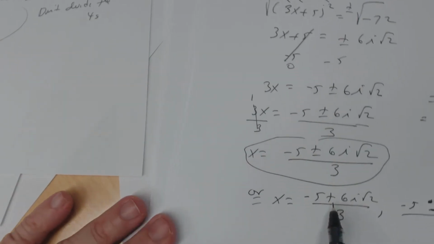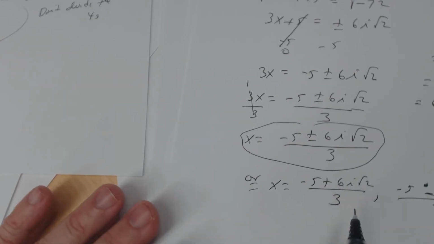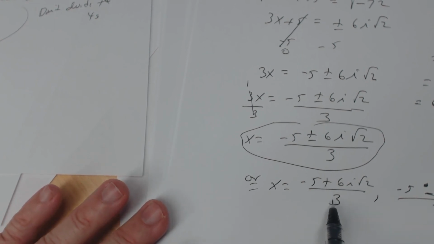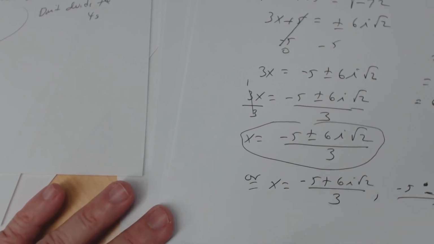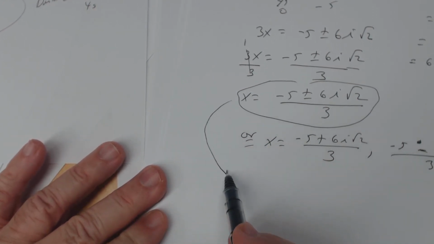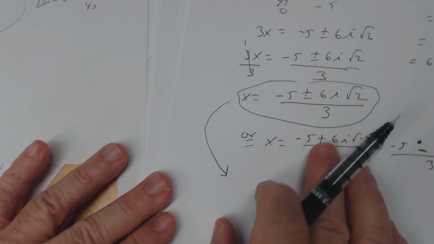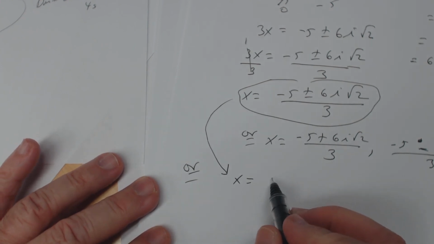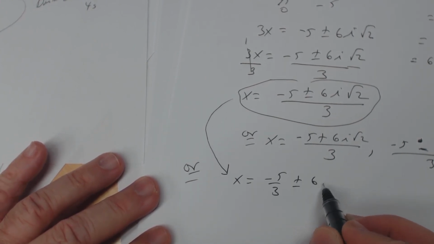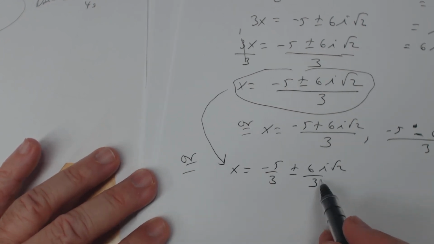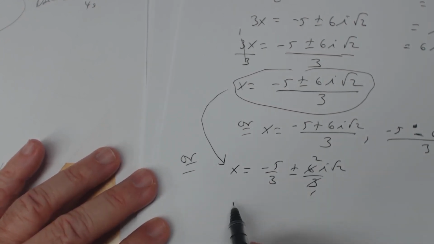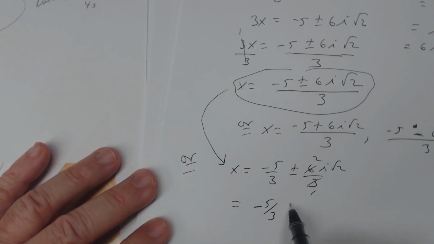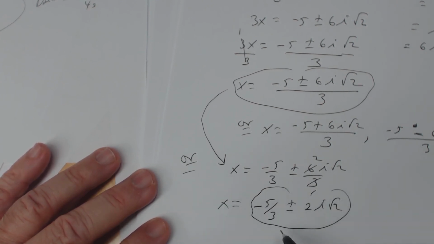So don't make the mistake and say 3 into 3 is 1, 3 into 6 is 2. You can't do that because 3 is also being divided into negative 5. Now, if you wrote it as two separate fractions, you can in that case. So you can write it like this: x equal negative 5 thirds plus or minus 6i square root of 2 over 3, and then you reduce, just like this. And so you could get the answer being negative 5 thirds plus or minus 2i square root of 2. So that's another way of writing your solutions.